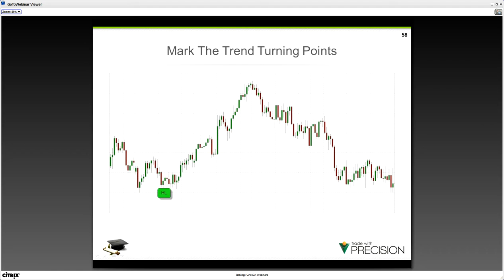The first trend turning point is right here, with our first signal occurring at the higher low, and then the trend change confirmation occurring at the break of the higher high. The second turning point is right here, and our first clue is at the first lower high, and then the confirmation occurs at the break of the lower low. Do these make sense to everybody?